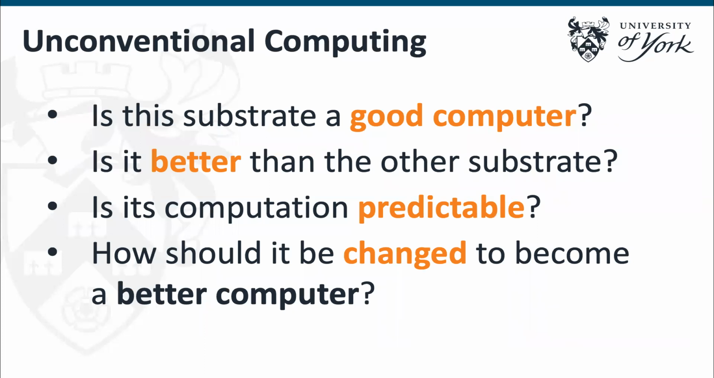So the questions that we then start to ask are: how can we tell whether this particular substrate is a good computer? Is it better than the other substrate? If you create two blobs of CNTs, is this one better than that one, and why? Can we predict how well it's going to compute before we actually put it into our machine and deploy it and see that it's really rubbish? And finally, how can we design with these materials to be a better computer? Is there anything that we can do to them so that they become better?